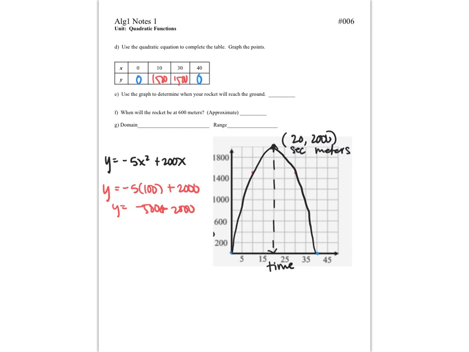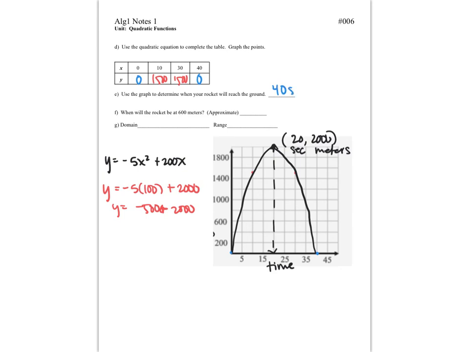And so it says use the graph to determine whether the rocket will reach the ground. So think about something that goes up and then comes back down. Its height when it reaches the ground is 0. So that means we need it to have a height of 0, which is here. That's when it starts. And then it has a height of 0 again here, which is at the 40-second mark. So it's going to reach the ground at 40 seconds.